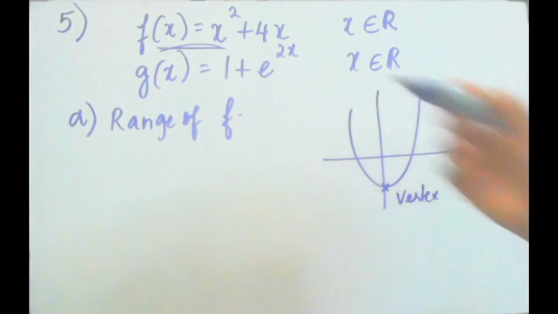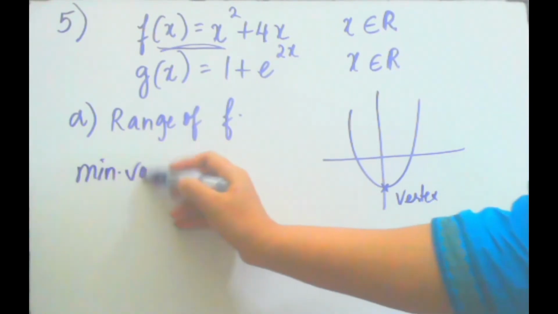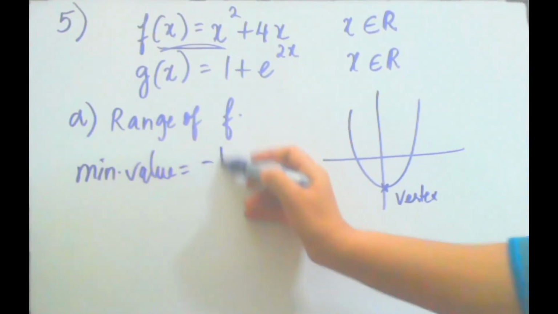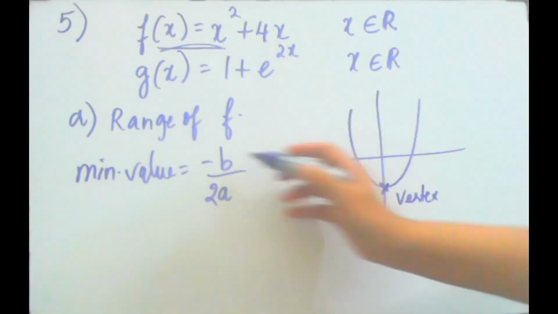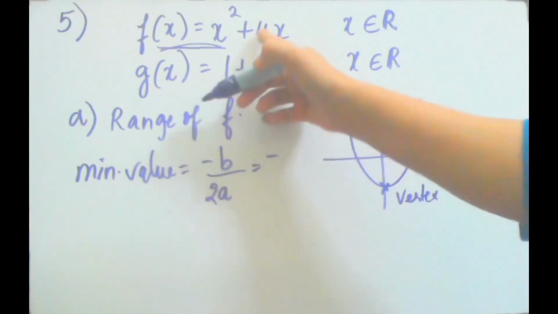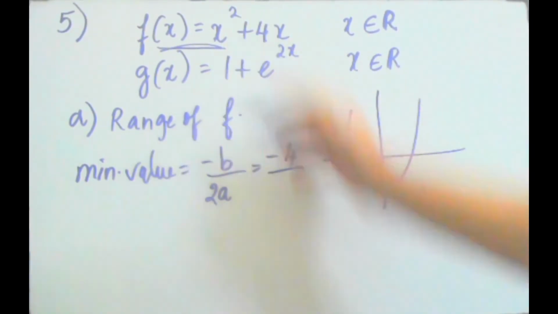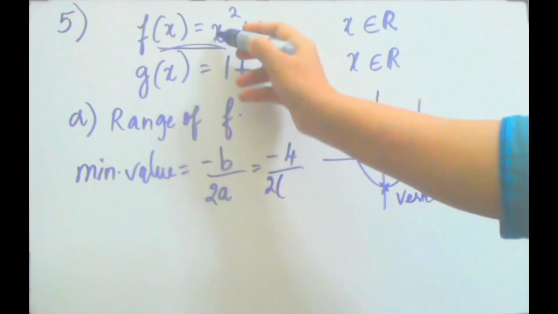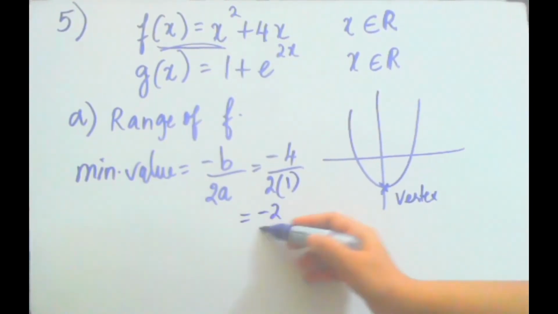From the quadratic equation, we know that the minimum value happens for the x value given by minus b by 2a. Substituting, b is the coefficient of x, so we get minus 4 over 2 into a, the coefficient of x square, which is 1. So we see that it is minus 2.